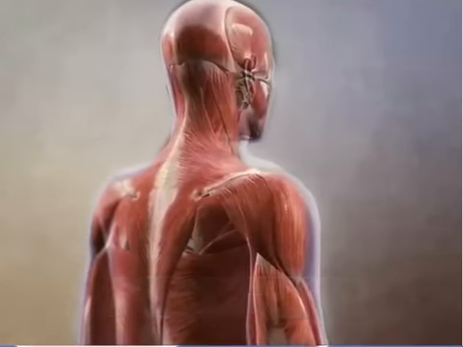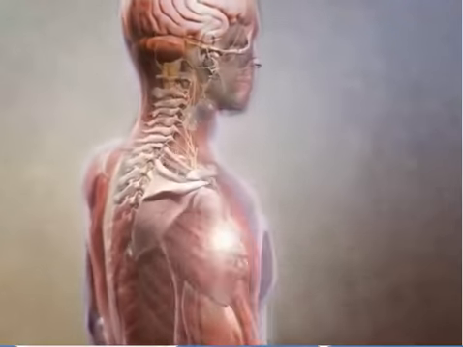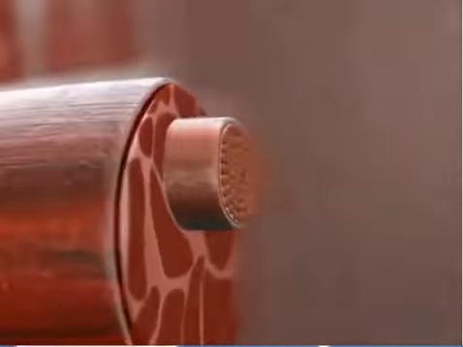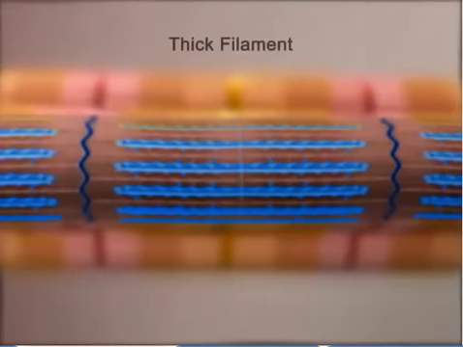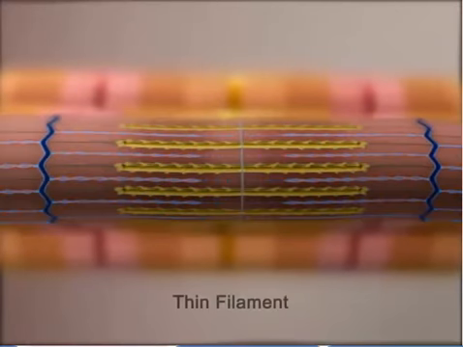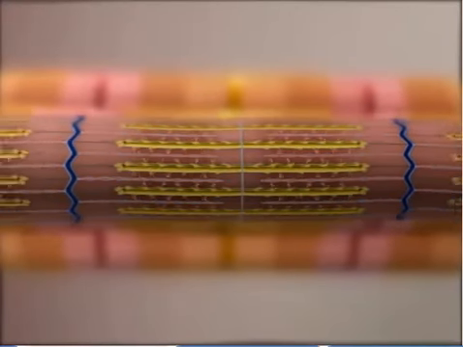When an action potential travels to a muscle fiber, a series of steps begin within the fiber that result in contraction. Muscle fibers are organized into units called sarcomeres that contain two types of filaments. Thick filaments consist of myosin. Thin filaments consist of actin. Eventually, these two filaments will come together, creating a cross bridge.